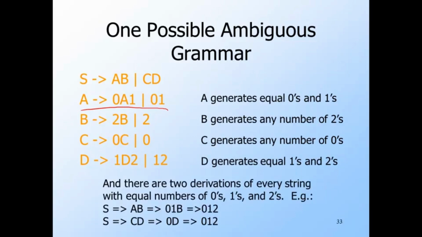Now, all derivations start with S, and the first production replaces it by either AB or CD. If we go with AB, then we get strings where the zeros and ones match, while if we go with CD, then the ones and twos match. As a result, strings like 0, 1, 2 with the same number of each symbol will have two leftmost derivations, one starting with S goes to AB, that's this, and the other starting with S goes to CD. Here are the two derivations for 0, 1, 2.